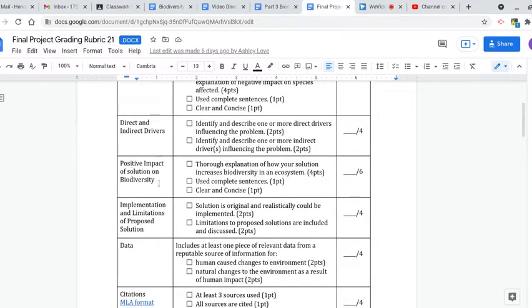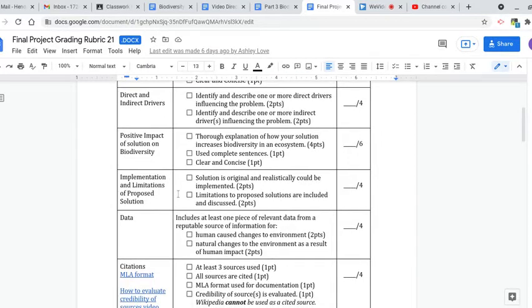The next section is the positive impact of the solution on biodiversity. For this one, you need a thorough explanation of how your solution increases biodiversity in an ecosystem. You need to do this in complete sentences, and you need to be clear and concise. Again, concise is short, sweet, and to the point. That section is worth 6 points.